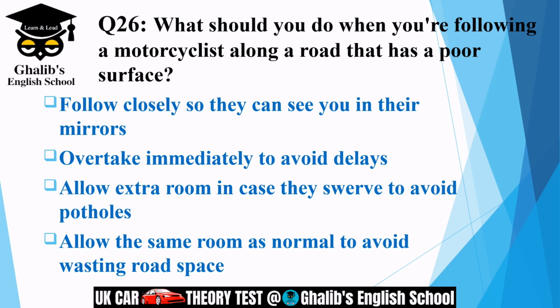Question 26. What should you do when you are following a motorcyclist along a road that has poor surface? Follow closely so they can see you in their mirrors. Overtake immediately to avoid delays. Allow extra room in case they swerve to avoid potholes. Allow the same room as normal to avoid wasting road space. Correct option is you need to give them extra room. Allow extra room in case they swerve to avoid potholes.